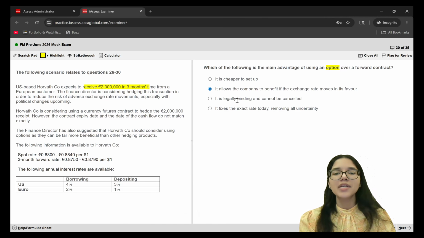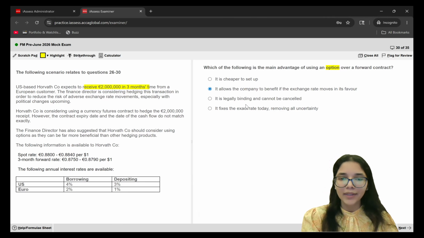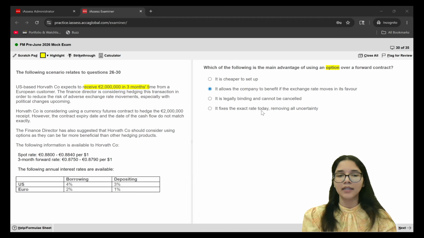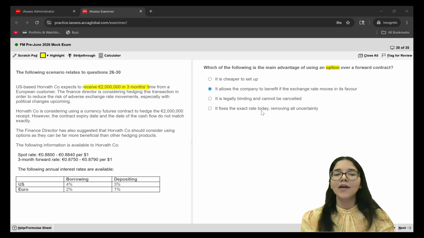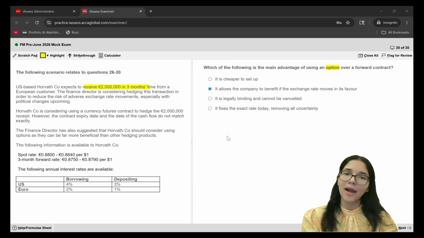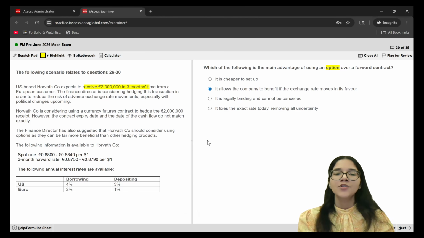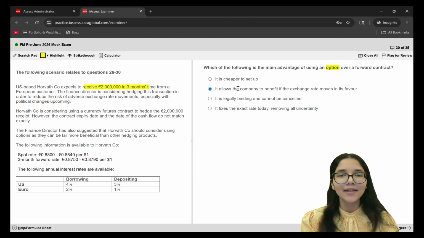Third statement says options are legally binding and cannot be cancelled. That's not true. The meaning of option itself is that it's going to give you a right but not an obligation. The last is it fixes the exchange rate today, removing all uncertainty. So guys, removing all uncertainty is never possible. Even with using options, there's still some amount of uncertainty, because you will have the choice to either exercise or abandon or let your option lapse. So all uncertainty cannot be eliminated ever. So the second statement has to be my right answer.